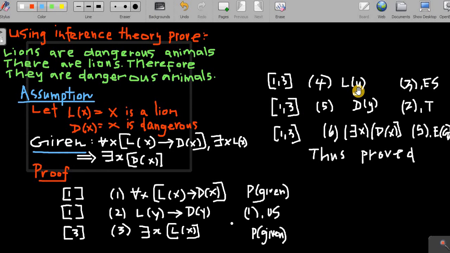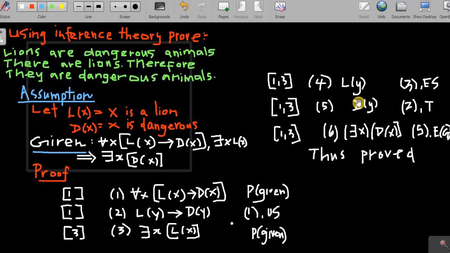Therefore, what I will get is L of y. The fourth step, I will get L of y from the third step, using existential specification. If a property is true for some x, it is true for a particular y. And that rule I used to get L of y. And that is step number 4.